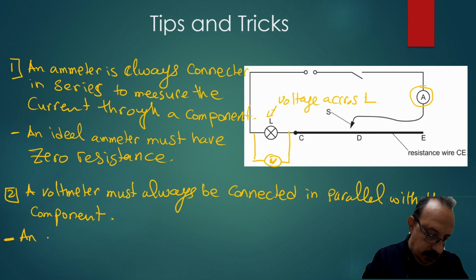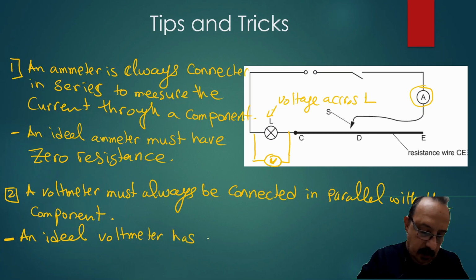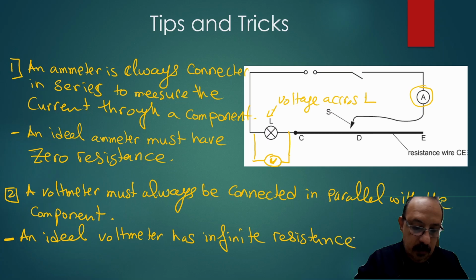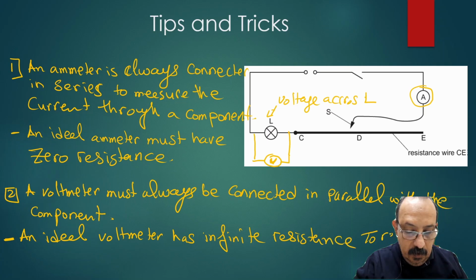An ideal voltmeter has infinite resistance to reduce measurement errors. Okay.